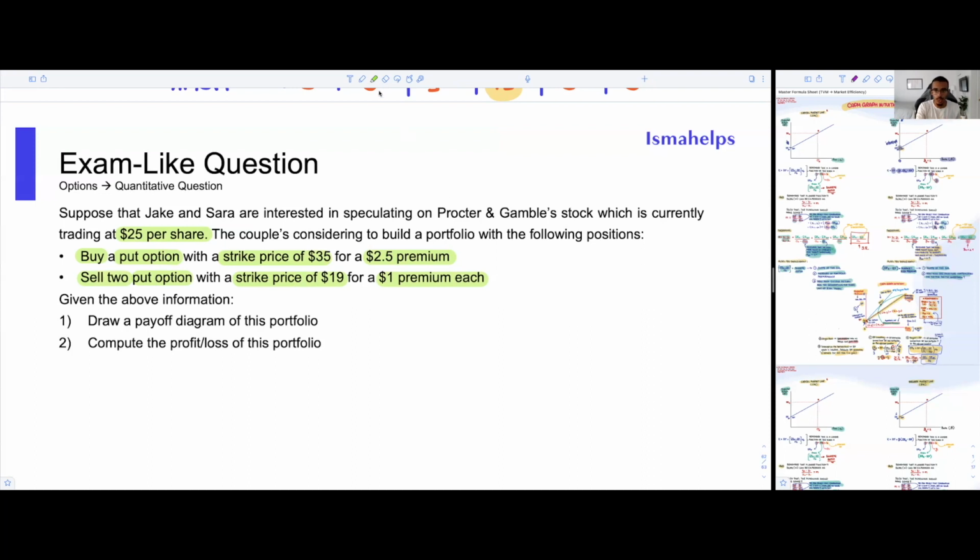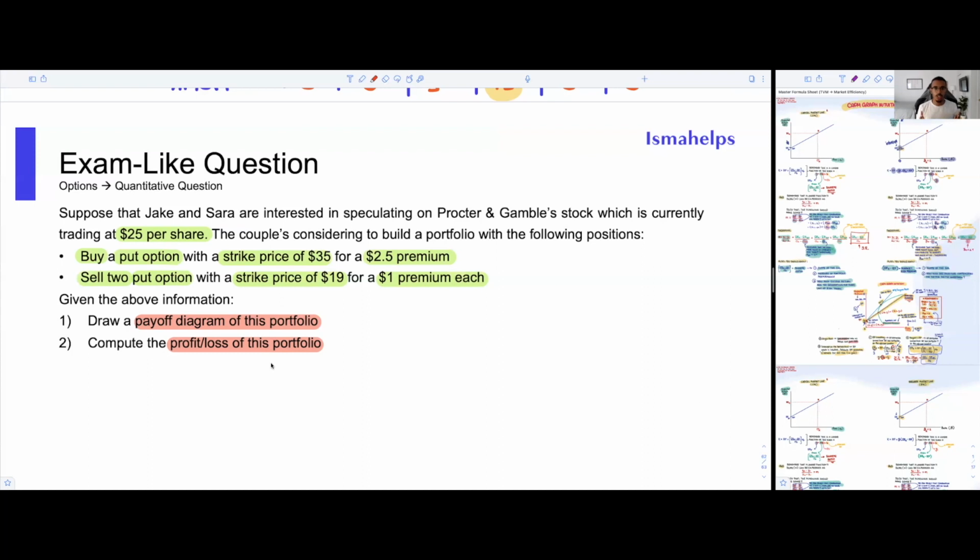What are we trying to do here? What do we care about? Well, we want you to draw a payoff diagram for this portfolio. We also want you to figure out, well, what is the profit and loss of this portfolio? So there's not a specific amount. In an exam, they may say, hey, what is the maximum profit? Or what is the profit for this specific value? In this case, I want you to find the profit or loss for every single dollar value that we're going to add into our payoff table.